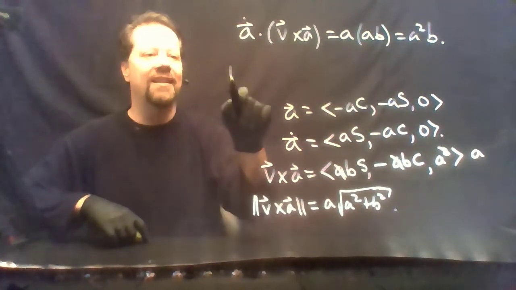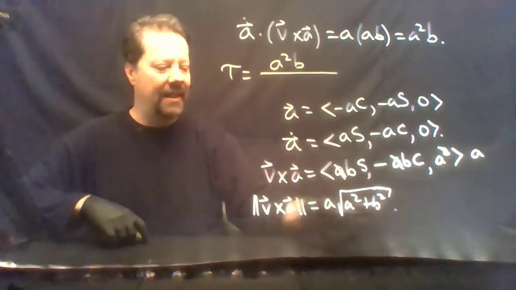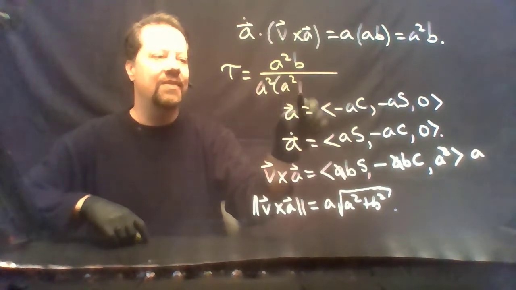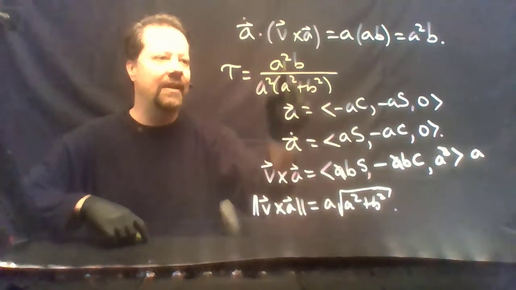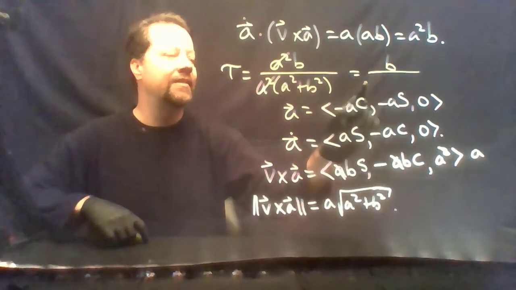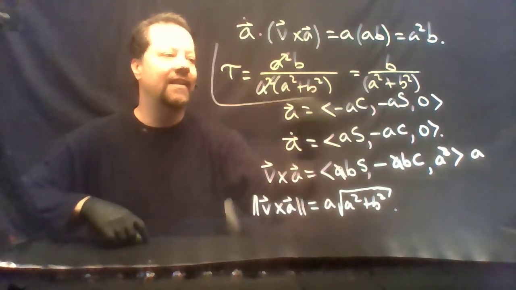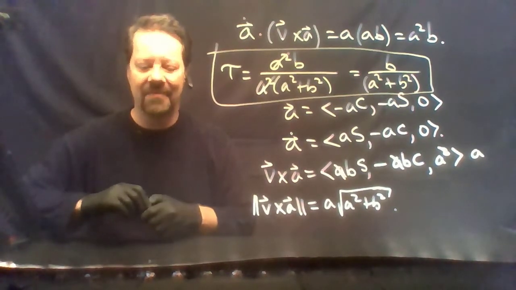It follows then that the torsion is a squared b divided by a squared times a squared plus b squared, the norm of v cross a squared. You have then b over the quantity a squared plus b squared. And that gives you the torsion for this helix.